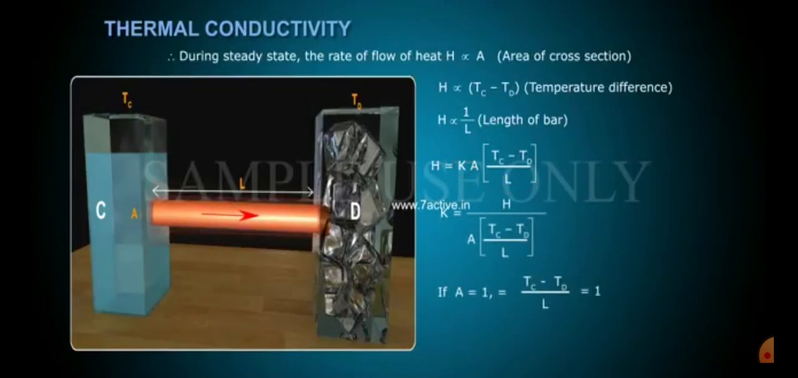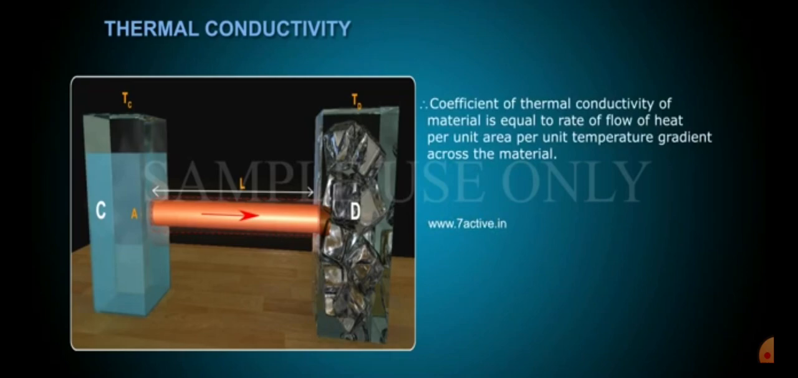K is equal to H by A into (Tc minus Td) by L. If A is equal to 1 and (Tc minus Td) by L is equal to 1, therefore K is equal to H. Units: W m inverse K inverse. Therefore, the coefficient of thermal conductivity of a material is equal to the rate of flow of heat per unit area per unit temperature gradient across the material.